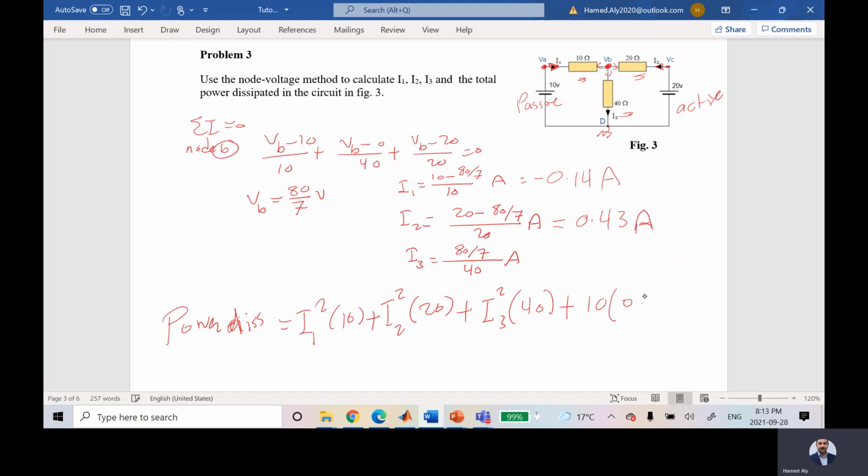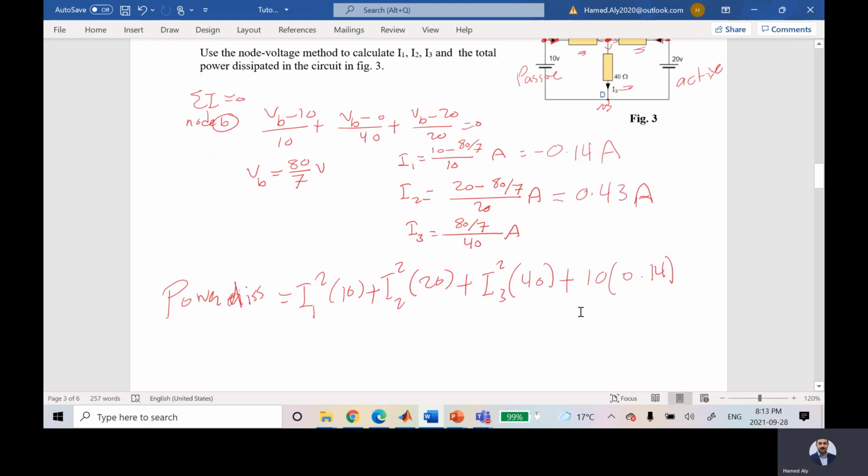10 multiplied by 0.14. Why 0.14 with positive sign? Because based on that direction, this guy looks like an active element. So its power is equal to negative V times I. But if I substitute V, it's 10, and I, it is negative 0.14. At the end, I'll have a positive sign. Are you seeing what I'm talking about?